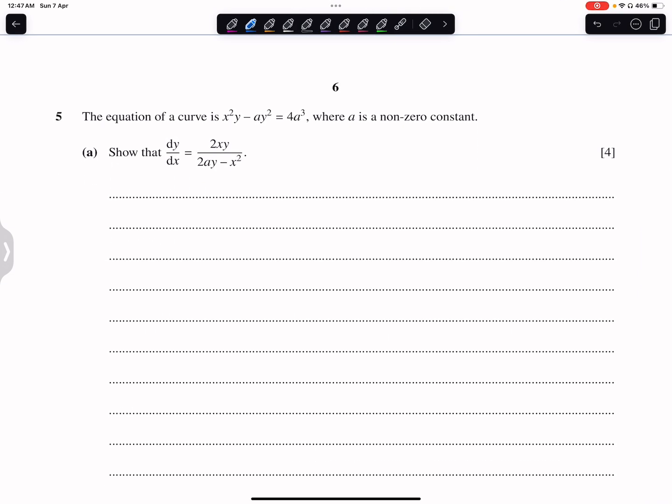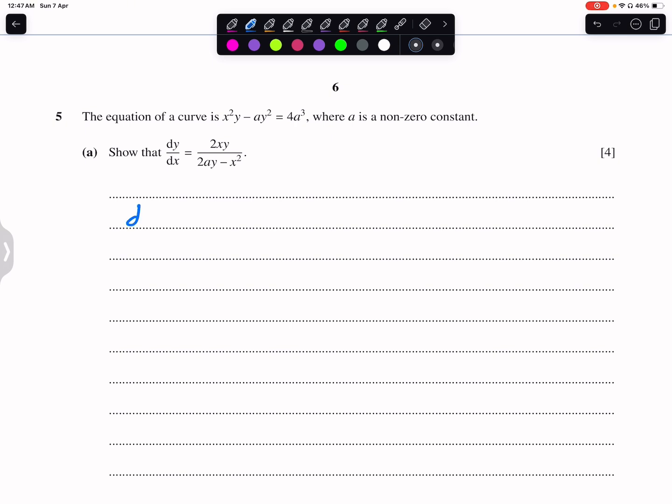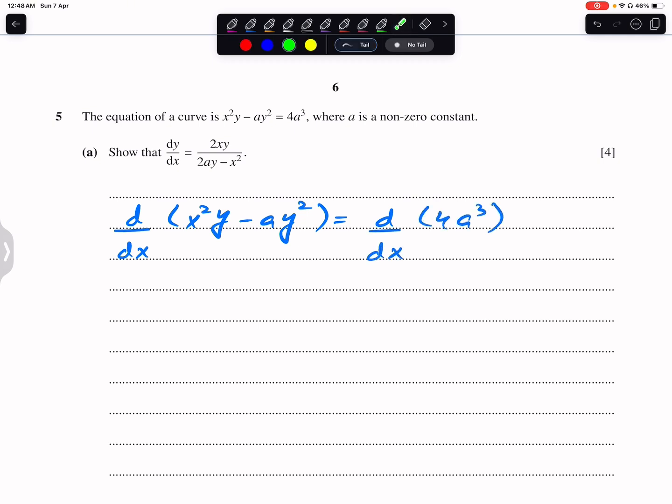Next we have the equation in implicit form, and we will be finding its derivative. Let's apply the product rule on the left side only. Let's apply the derivative d over dx of x square y minus a y square is equal to the derivative of 4a cube. Most of the students make a mistake here on the right side. They also apply the power rule on a cube.